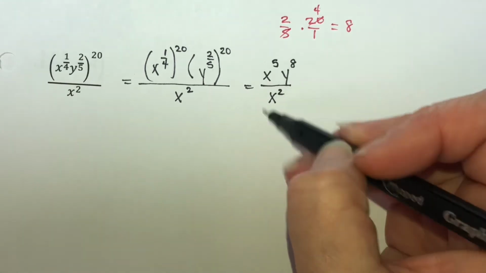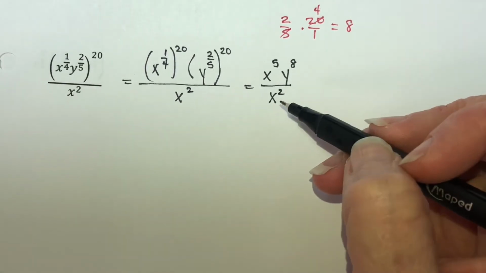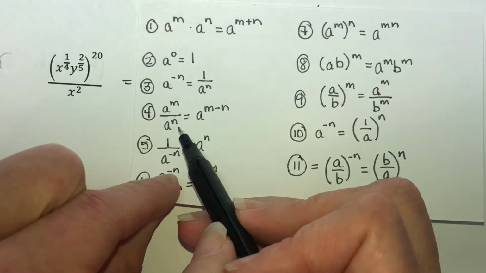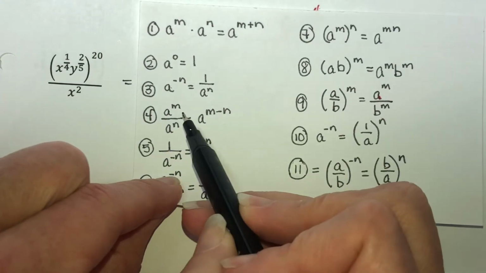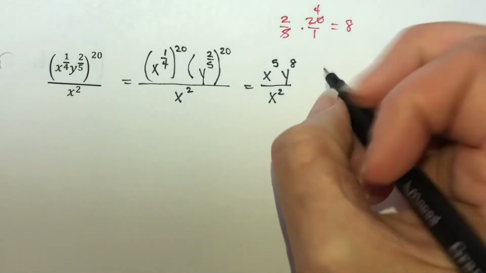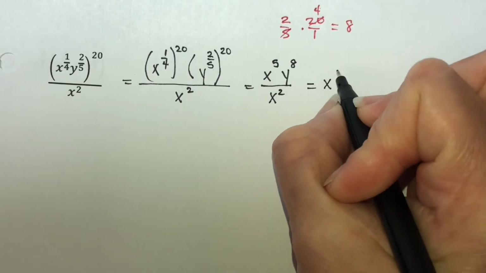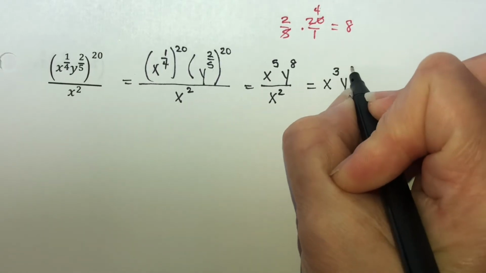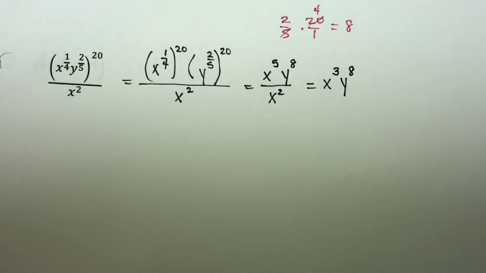All I have left is a repeated base here and here. And so I have property number 4 that says I subtract those exponents, top exponent minus bottom. 5 minus 2 is 3. So this answer is x cubed, y to the 8th. Okay.